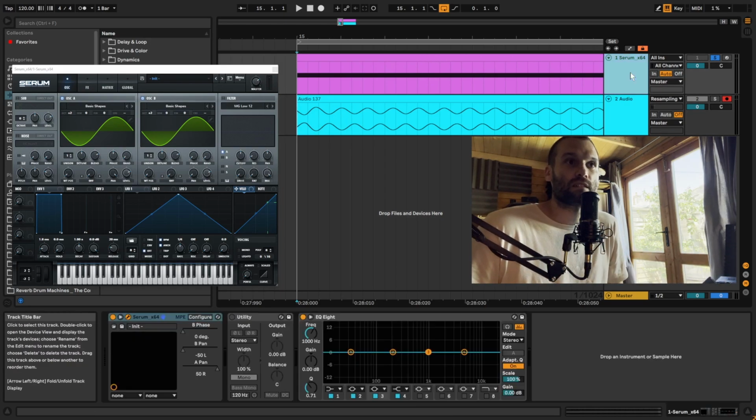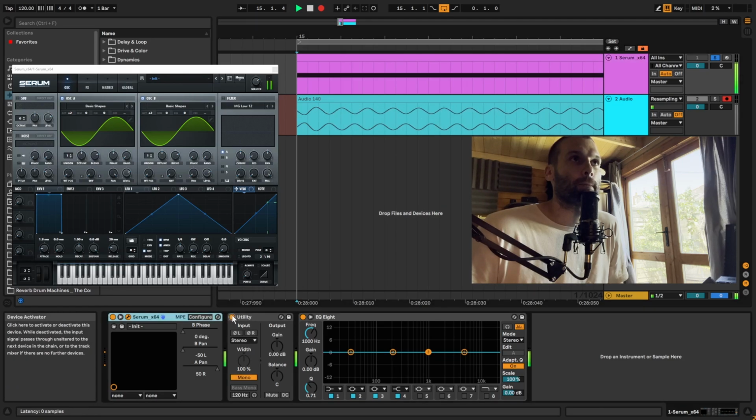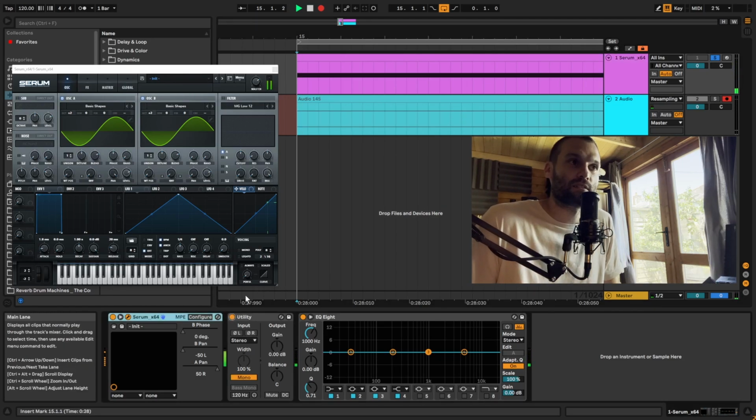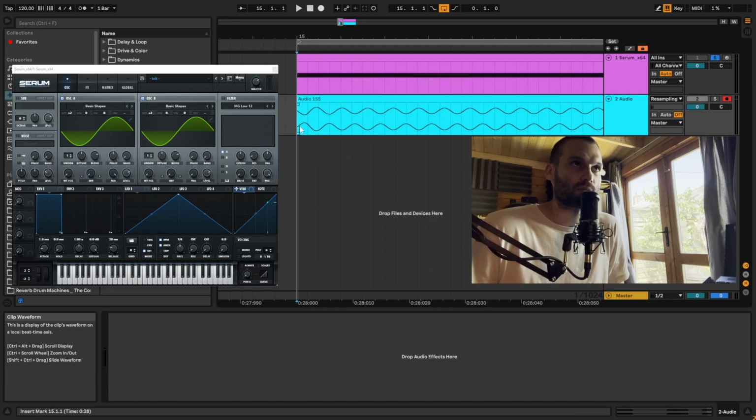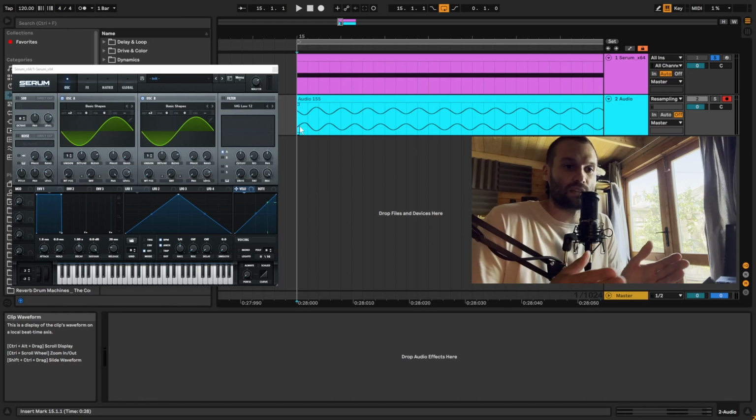And how I'm going to visualize this is I'm just going to turn on the utility here so it gets summed to mono, and I'm going to hit record. Boom, complete silence. And we get it back. So you can see how this can be a huge issue, especially when you're dealing with things like sub basses and you have a sub bass that sounds like it's stereo.